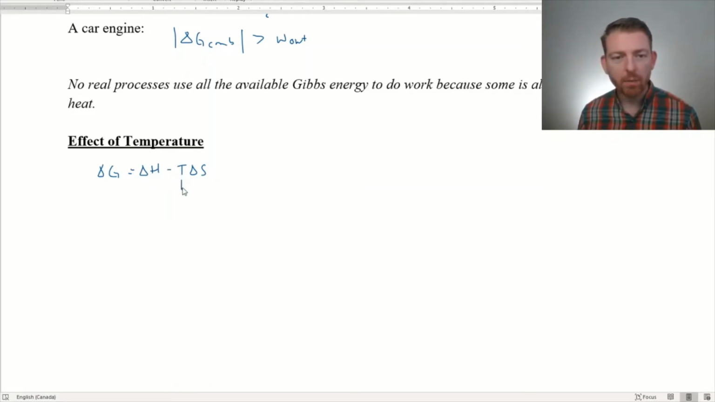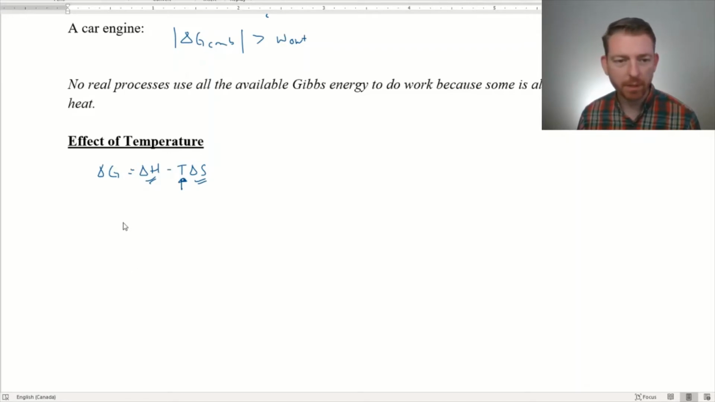We were interested in what this term is doing. So how is it going to affect the overall outcome of the change in Gibbs energy if we change the temperature that the reaction's happening at, up or down? And it's really going to depend on the reaction itself. What's happening with the enthalpy and what's happening with the entropy.